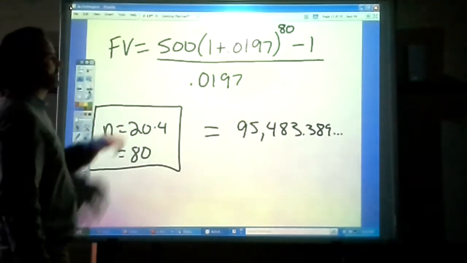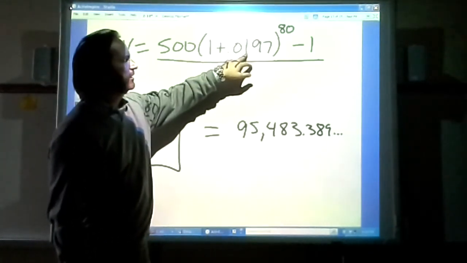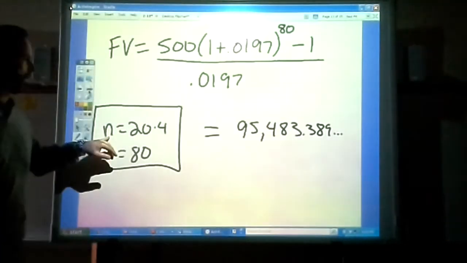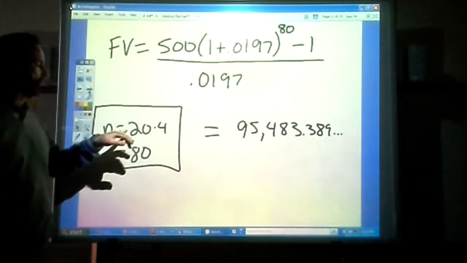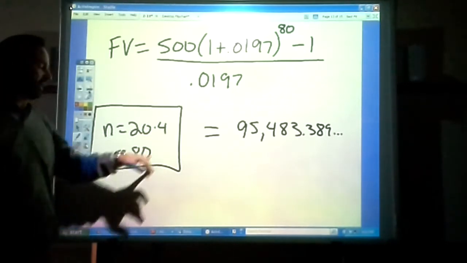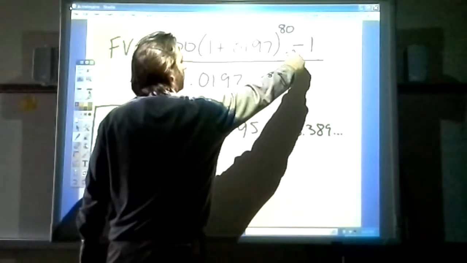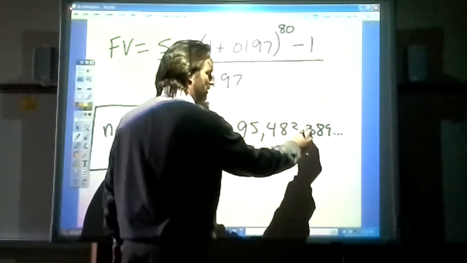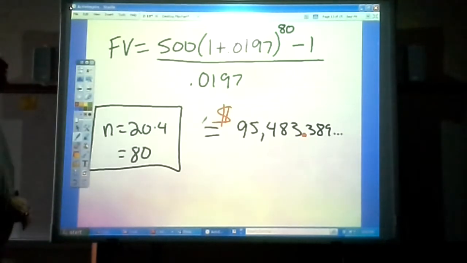Here I plugged in the formula. $500 times 1 plus I, and it's quarterly. How do I get 80? My n is how many periods, how many times I'm going to compute that. Well, that was 20 years at 4 times a year, that's 80. So 500 times 1 plus I to the n minus 1 over I, and I get the value to be $95,000 after 20 years for $500 a month at that interest rate.